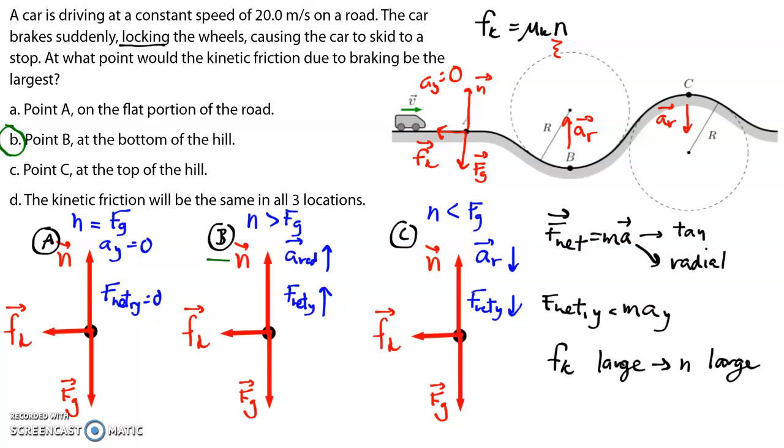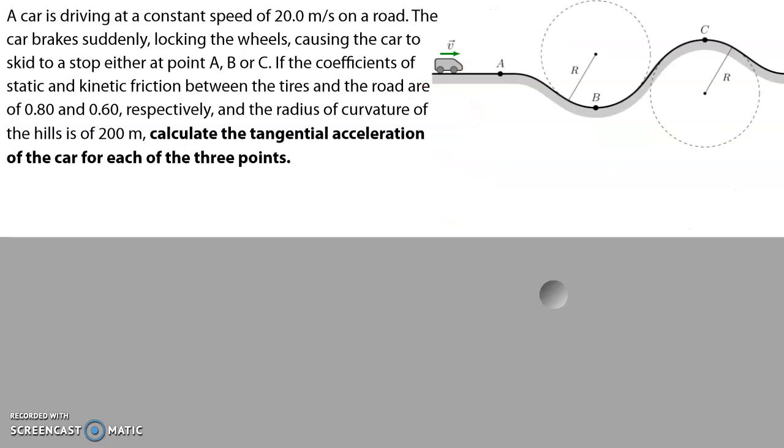Now let's look at a similar problem, but this time with numerical values. A car is driving at a constant speed of 20 meters per second on a road. The car brakes suddenly, locking the wheels, causing the car to skid to a stop either at point A, B, or C. If the coefficients of static and kinetic friction between the tires and the road are 0.80 and 0.60 respectively, and the radius of curvature of the hills is 200 meters, calculate the tangential acceleration of the car for each of the 3 points.